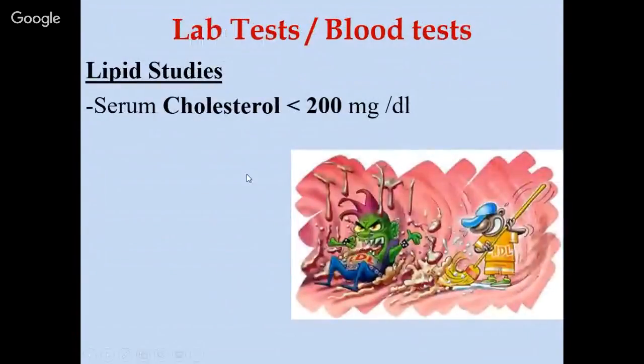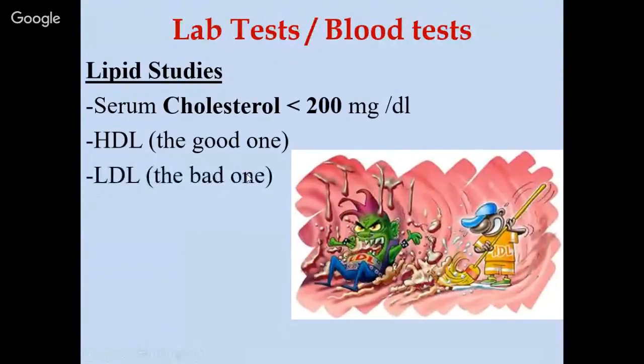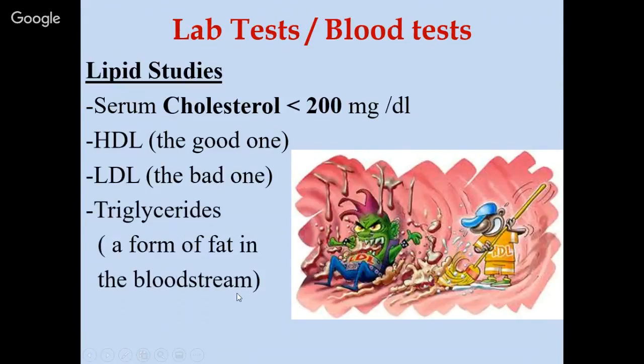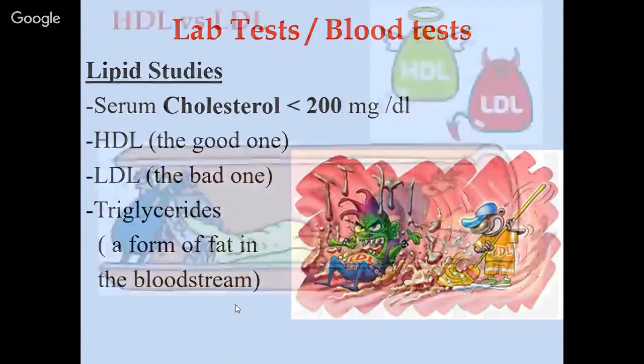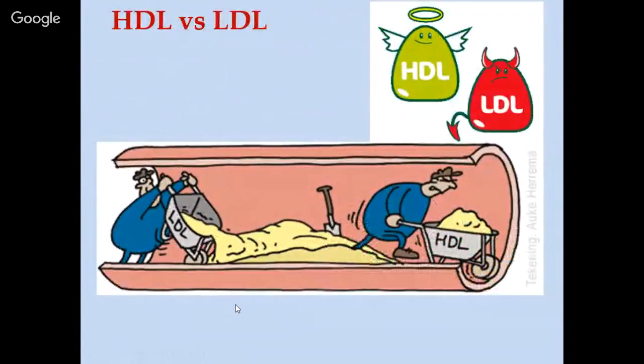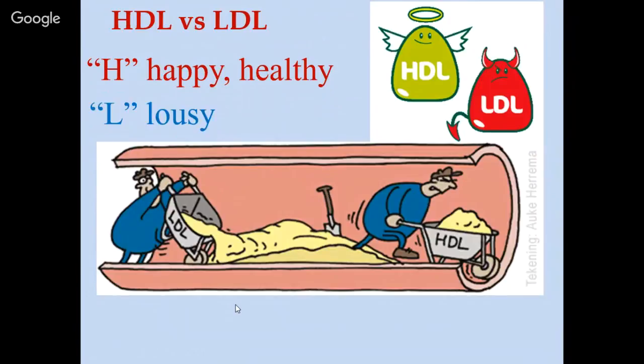Lipid studies, cholesterol should be under 200. HDL, happy. Glucose, the high density, that's a good one. Low density, lousy, bad cholesterol. Triglycerides, it's just fat, mostly from what you eat. H is happy. L is lousy.